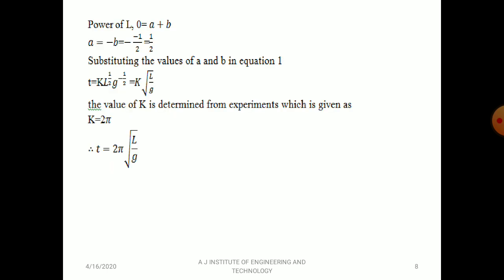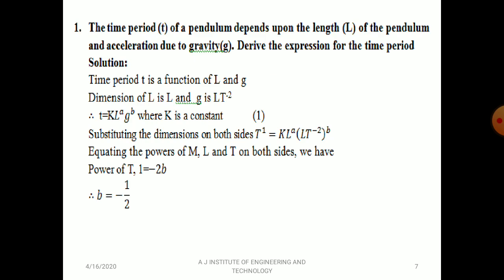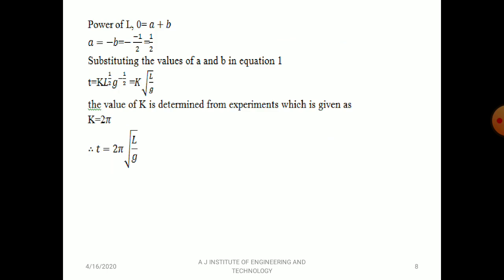Now we can go for equating the power of L. So equating the power of L, we can see the expression T to the power 1 equal to k into L to the power a into L T to the power minus 2, all to the power b. On the left hand side there is no L term, so we consider L to the power 0. So the power becomes 0 on the left hand side. And on the right hand side, we have L to the power a and L to the power b, so the powers are a plus b. So 0 equal to a plus b. By equating the power of L, we get 0 equal to a plus b.